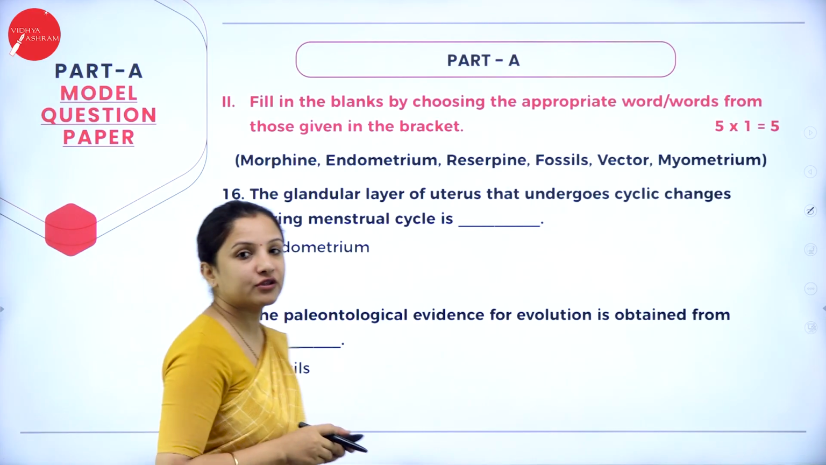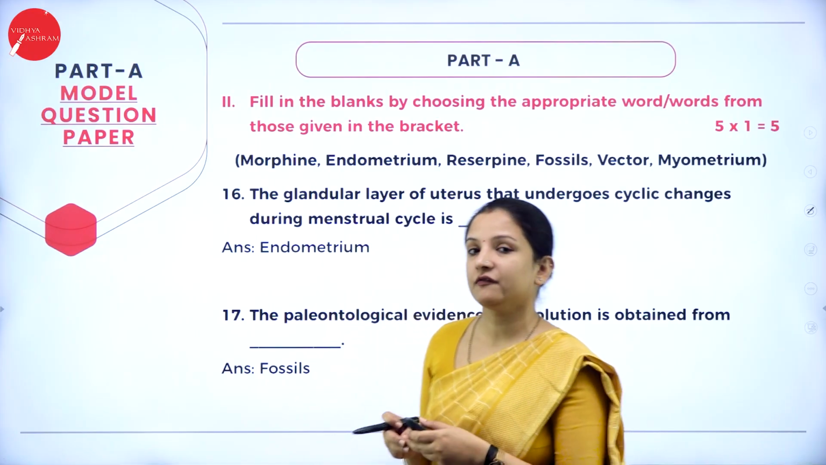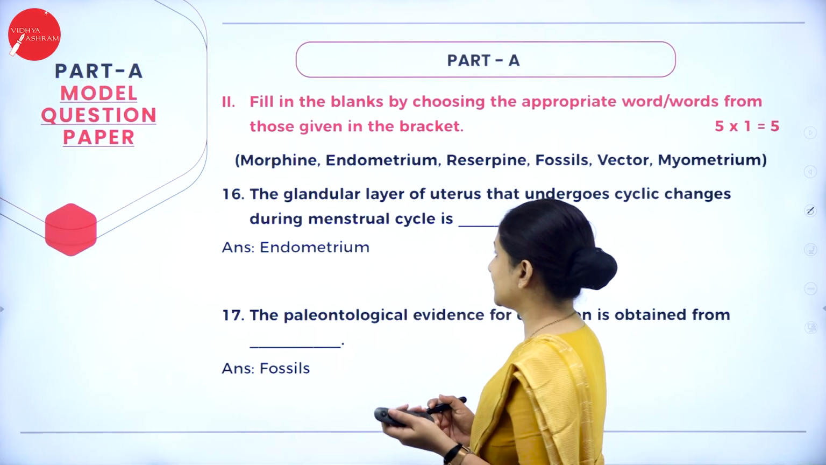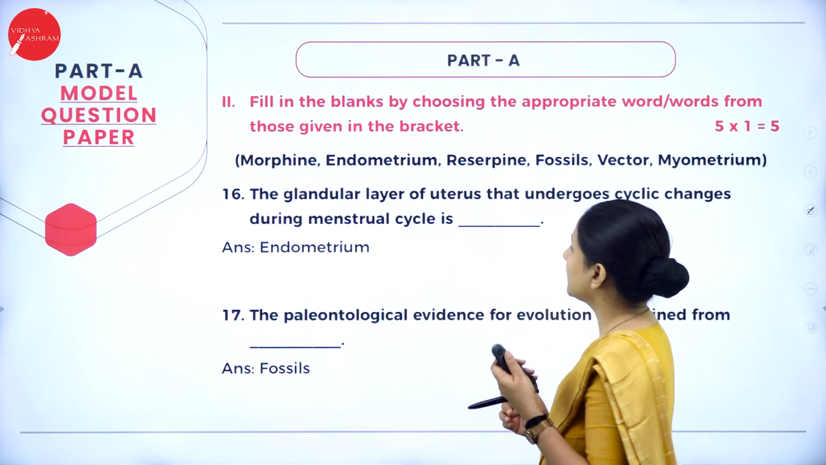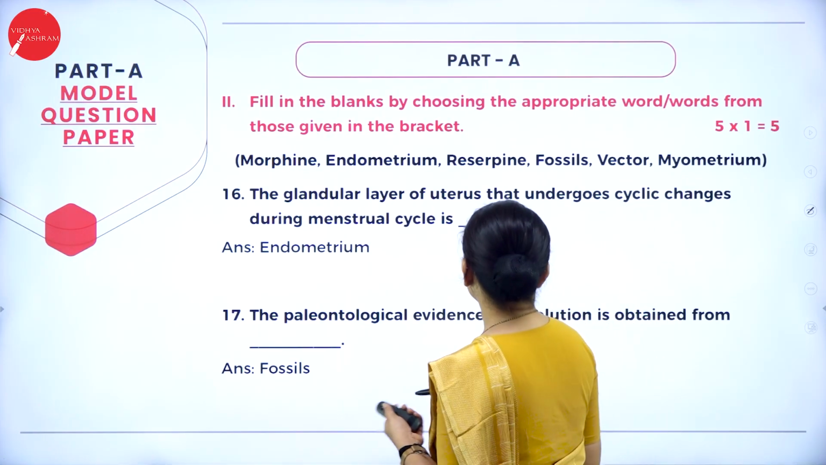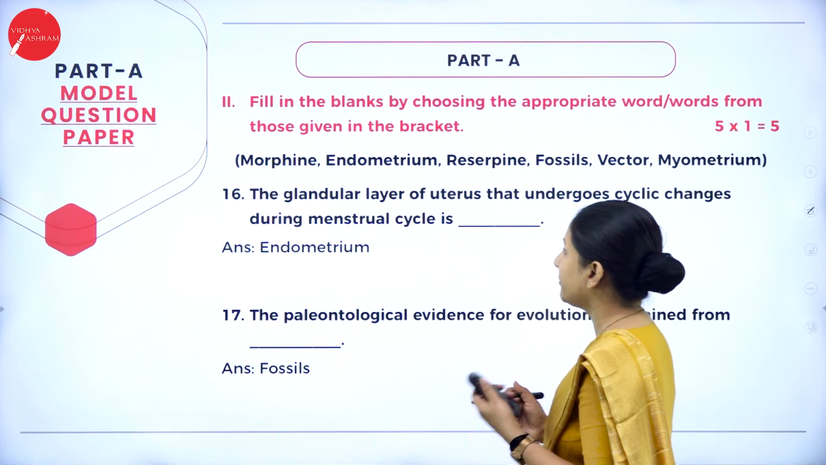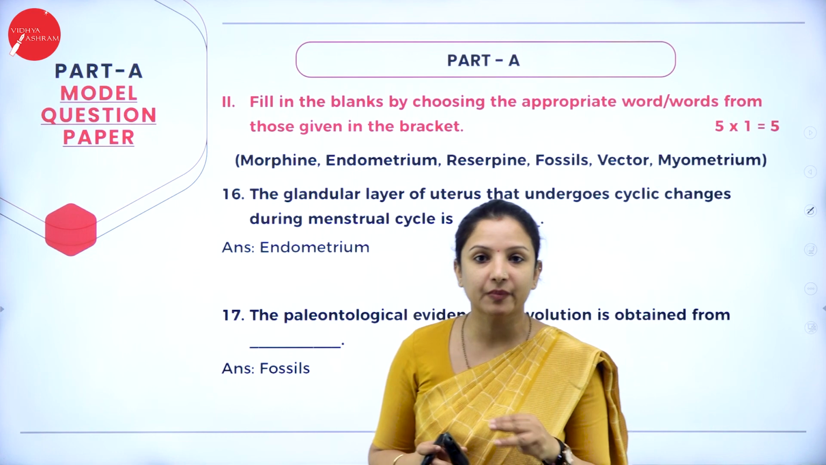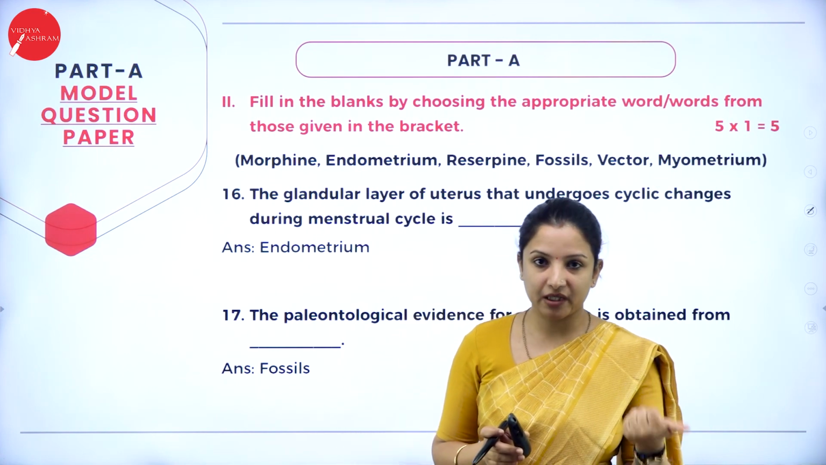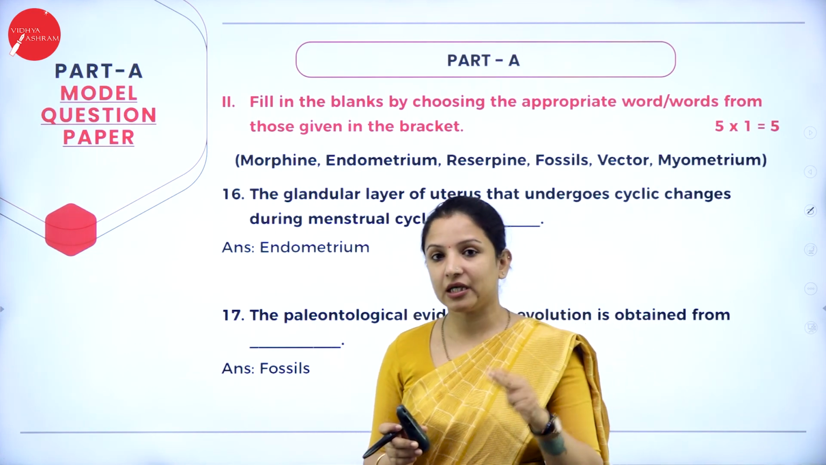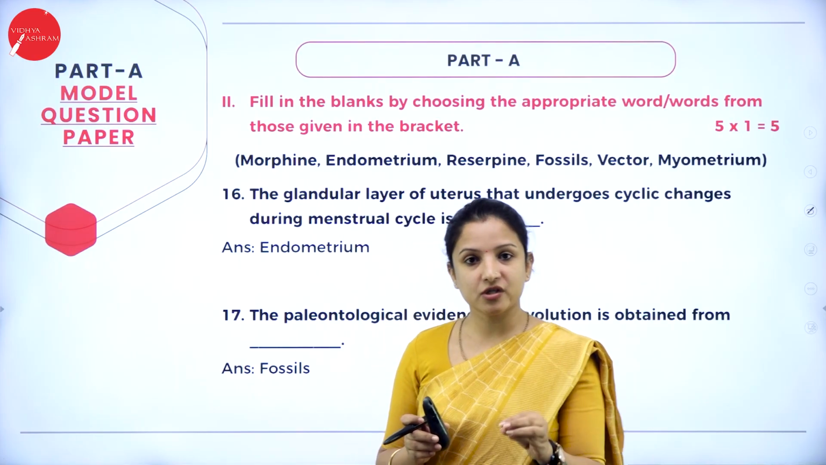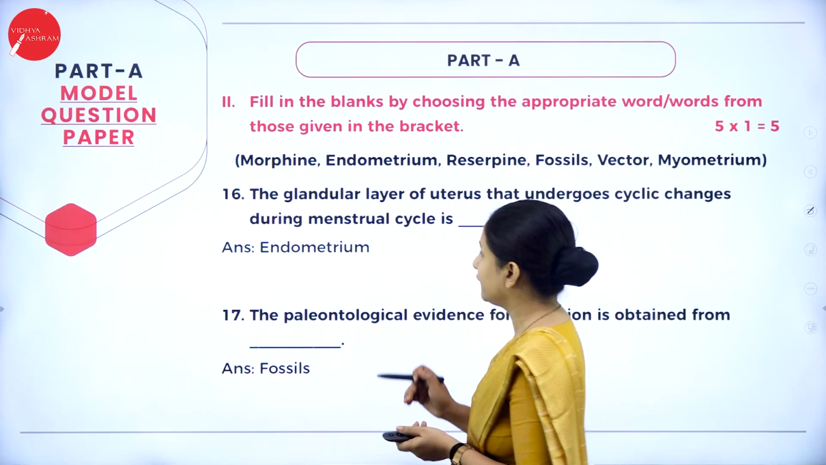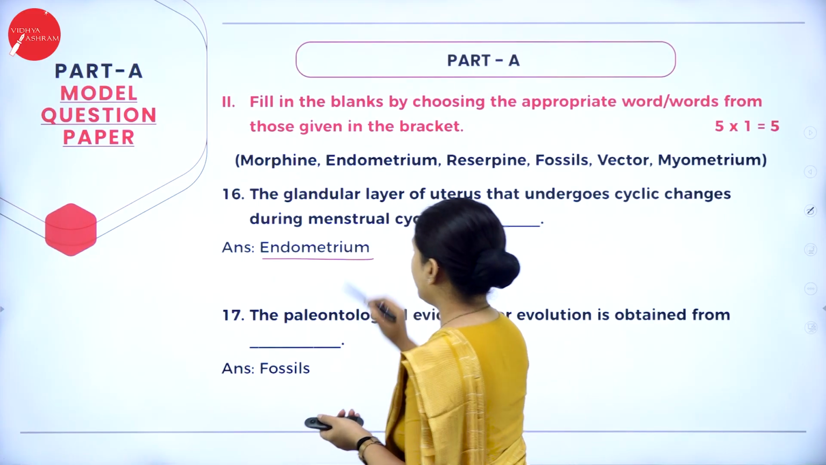So next we'll move on to the second main in part A, wherein 5 fill in the blanks will be there and options will be given. The first question under that, the 16th one: the glandular layer of uterus that undergoes cyclical changes during the menstrual cycle. It is endometrium, right? We know that the uterus is covered by 3 layers: the outermost perimetrium, the middle myometrium, and the innermost endometrium. The endometrium lining is the one that sheds during the menstruation period. So therefore the answer is endometrium.